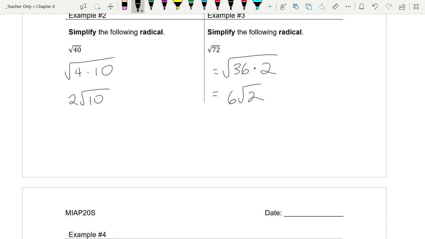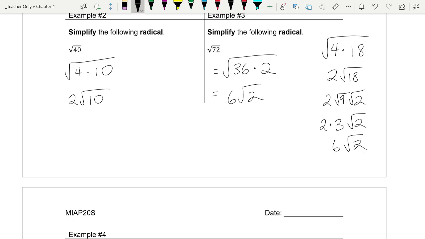What if you went, oh, I thought it only had a 4, and I thought, well, it's 4 times 18, which makes it 2 root 18. Aren't these two things the same number? Yeah, they are. Congratulations, they're the same number. But that's not the simplest number, because notice 18 still has a 9 in it. And the square root of 9 is 3. Sorry, it's been a long day. So notice I get there.